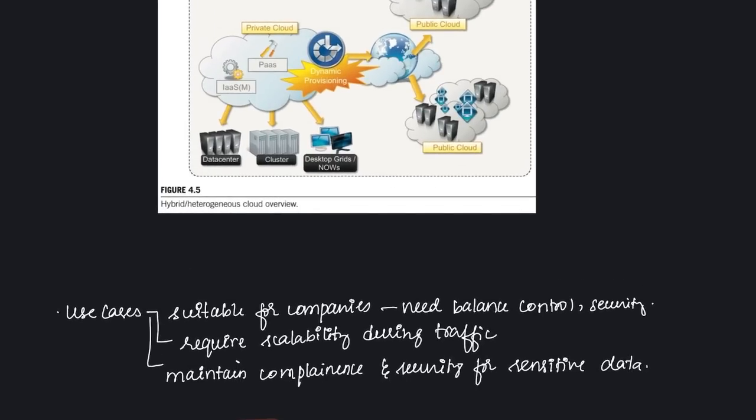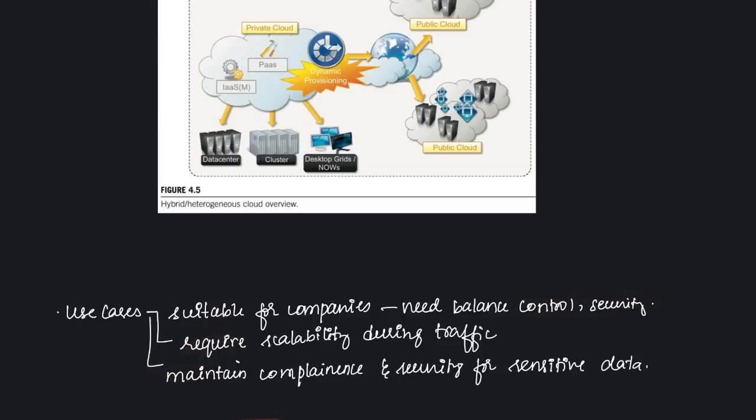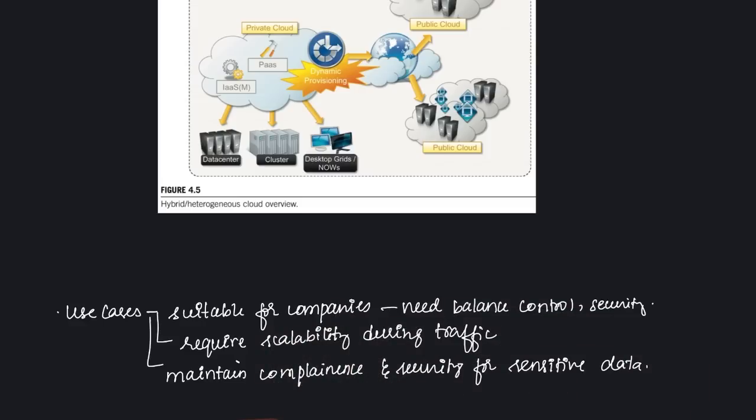Hybrid cloud is suitable for those companies which need a balance between control and security as well as flexibility. Flexibility is the main component here, right? Then it can be used for companies who require scalability during traffic, that is, when at peak times you need scalability. In such conditions we can use this. And for those companies who maintain compliance and security for sensitive data, having quality of service and compliance, strict rules and regulations would be there and everyone has to follow it, thereby you are providing stronger security.